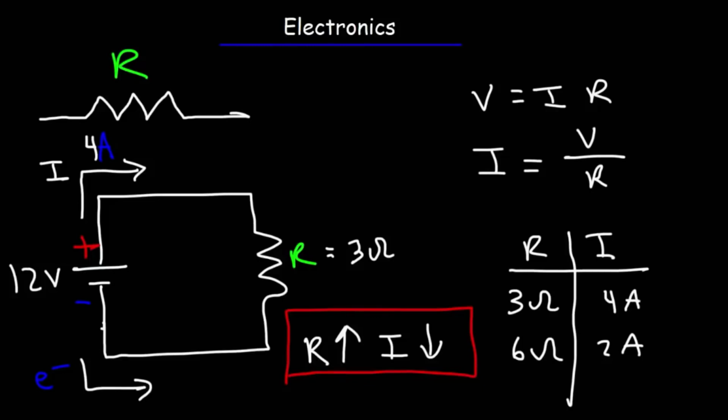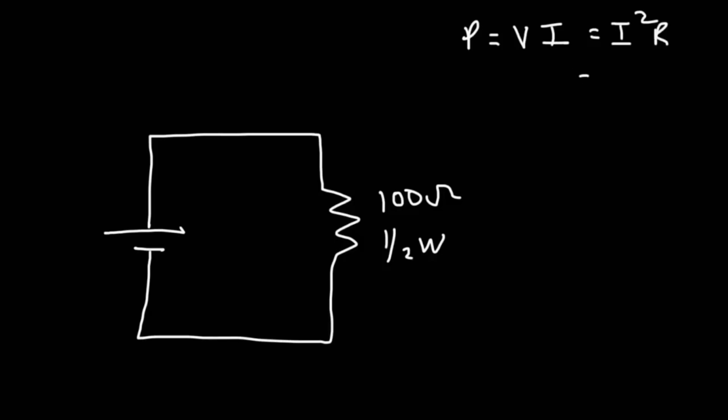Now sometimes you may need to decide what resistor to use in a circuit. And one important consideration that you need to take into account is the power rating of a resistor. So let's say we have a battery attached to a resistor. And let's say this is a 100 ohm resistor and the power rating is 1/2 watt. Power is equal to voltage times current. It's also equal to the square of the current times the resistance, and it's equal to V squared over R. So you could use any one of those 3 formulas to calculate power.